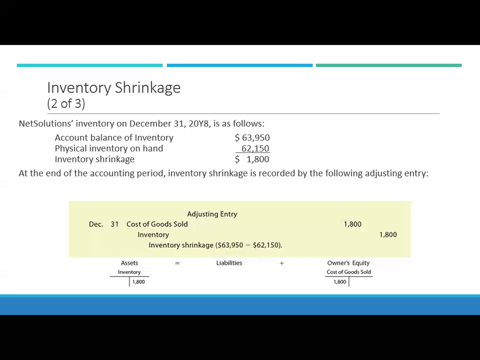And it's recorded as part of cost of goods sold.